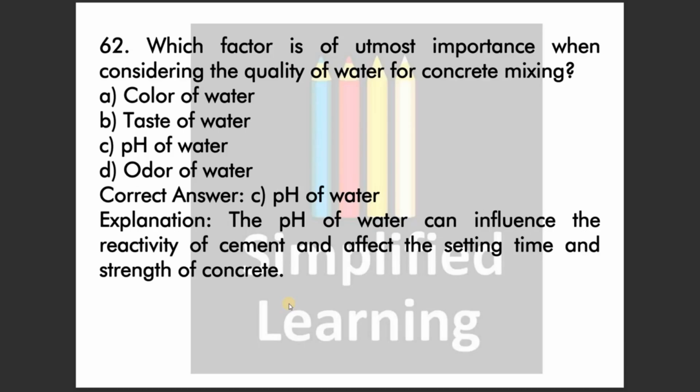Then which factor is of utmost, means highest importance when considering the quality of water for concrete mixing? Is it going to be color? No. Taste? No. Odor? No. It is going to be pH of water. pH of water is going to decide whether it is acidic or alkaline, and we don't want any of that range. We don't want acidic water or we don't want alkaline water. We want neutral water, right?